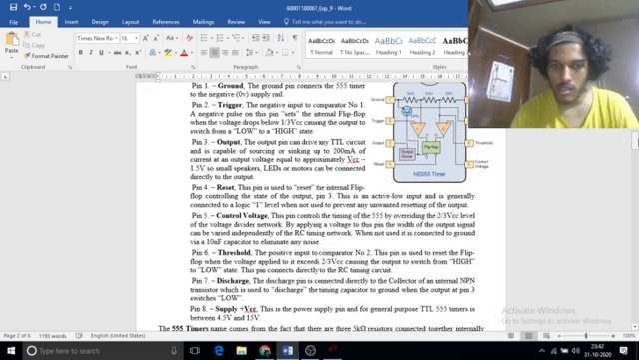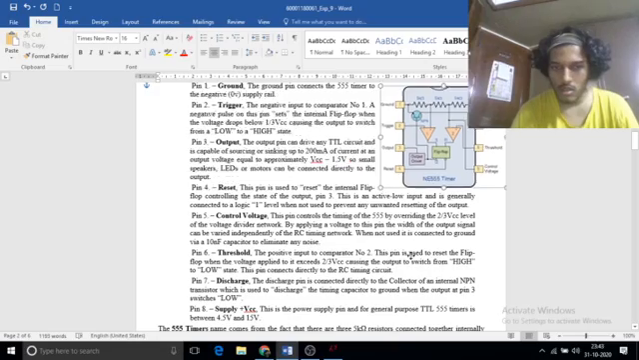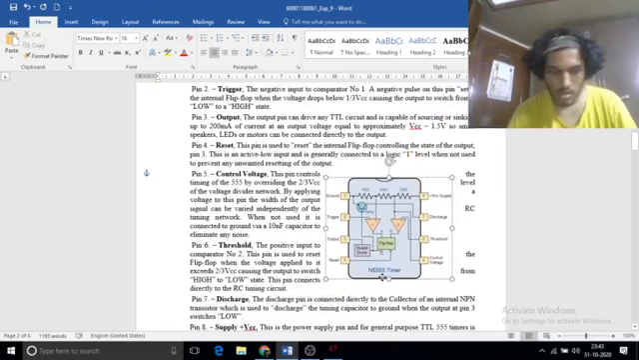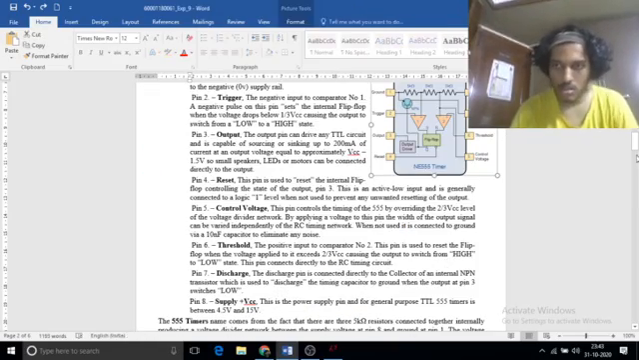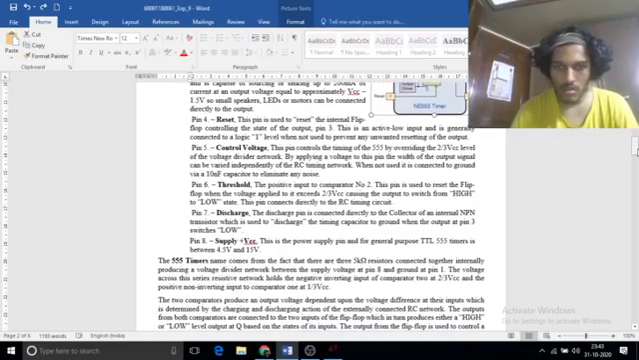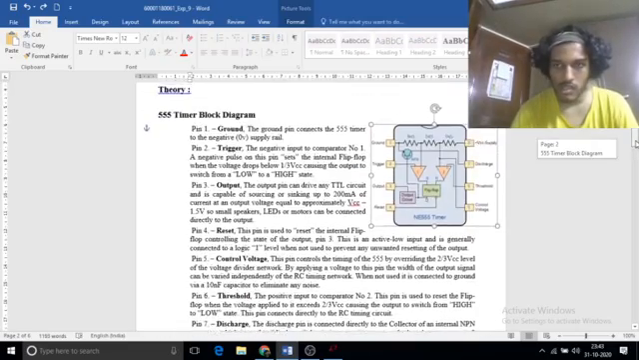The sixth one is the threshold pin. This pin resets the flip-flop when the applied voltage exceeds 2/3 of VCC. Pin 7 is the discharge pin. This pin, as you can see, is connected directly to the collector of the NPN transistor. The 8th pin is the VCC.